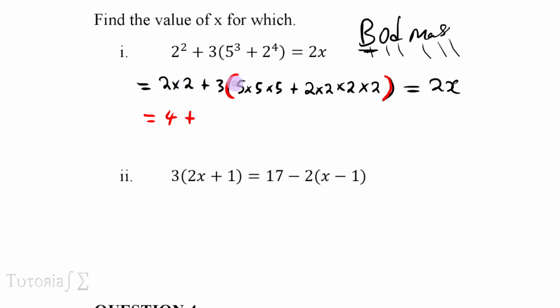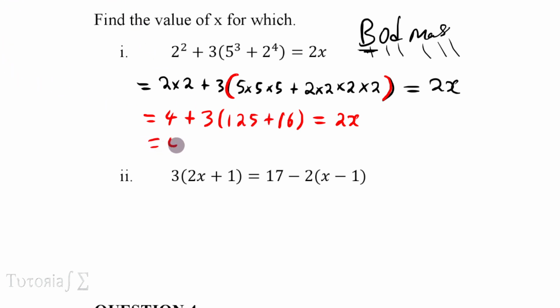Plus, you do not add this and this because this is applying to this. So you say plus, then 3. Then you say 5 times 5 times 5, that is 125. Plus, then you multiply this. This will give you 16. 2 times 2, that is 4. 4 times 2, 8. 8 times 2, that is 16. Okay, and this will give you 2x. So you still have brackets there. You have to deal with what is in the brackets. Then now you need to add everything there.